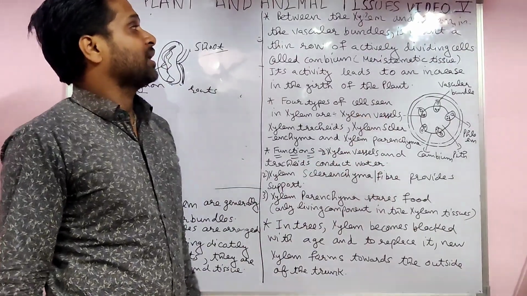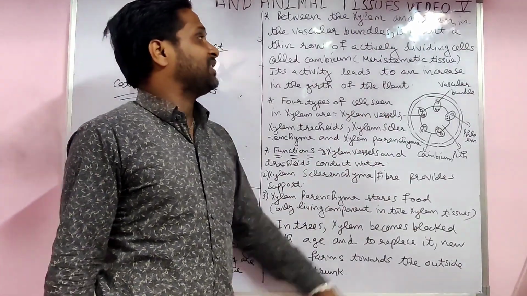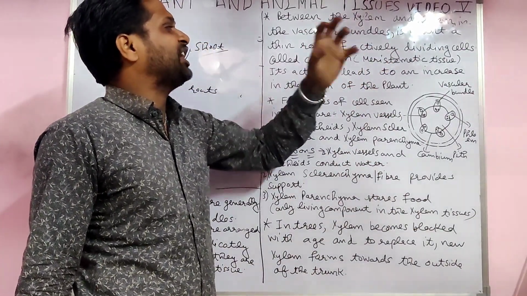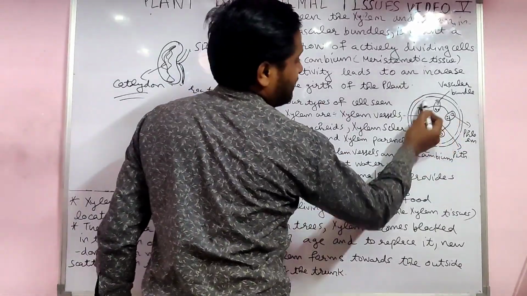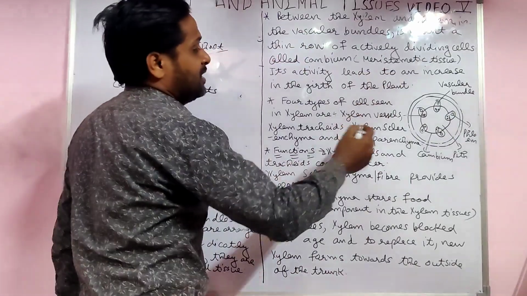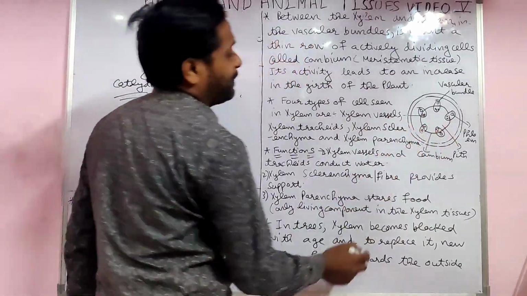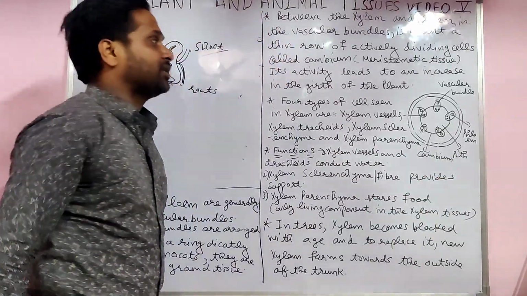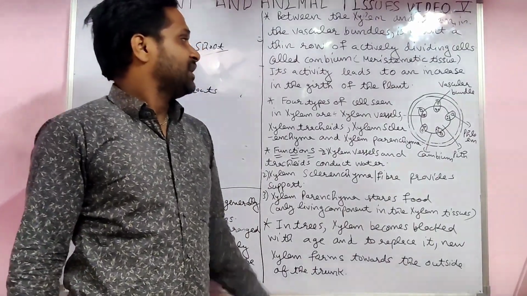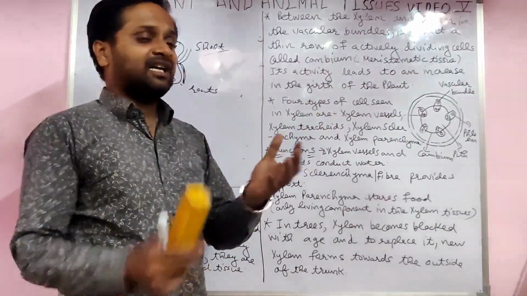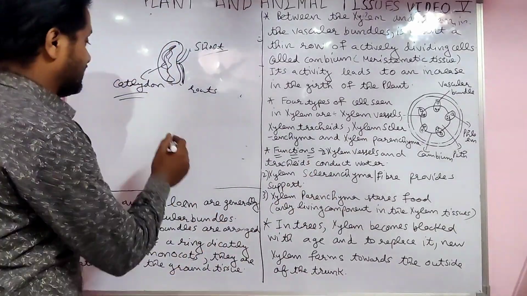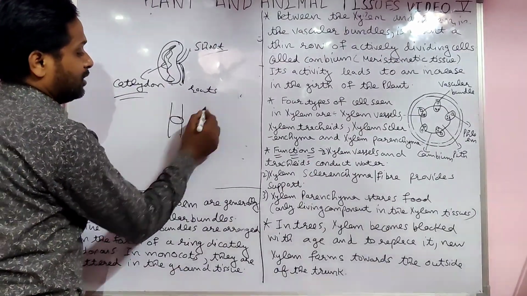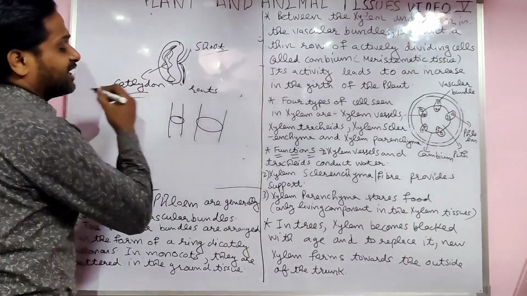Oval shape. Between the xylem and phloem in the vascular bundle there is a thin row of actively dividing cells called cambium. This is the cambium ring. And the full part in the middle is called pith. Its activity leads to an increase in the girth, the diameter, of the plant stem. Firstly the diameter is small, but afterward it increases in diameter and girth.